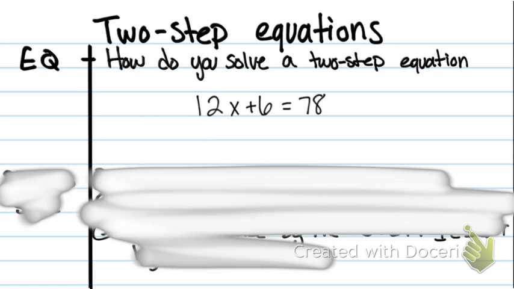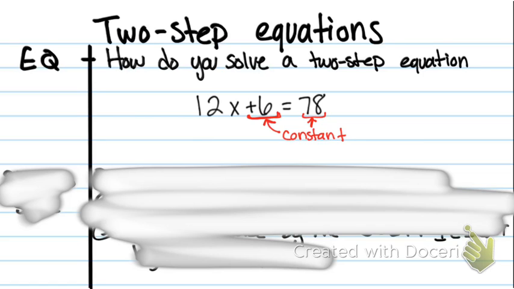Where a number is, it has its own name. Let's look at this 6 right here. This 6 is all alone. It has a plus 6. It doesn't have an x by it or anything. So when it's just a number, just like that, that is a constant. Another example of a constant is this 78. Those are just numbers on an equation.